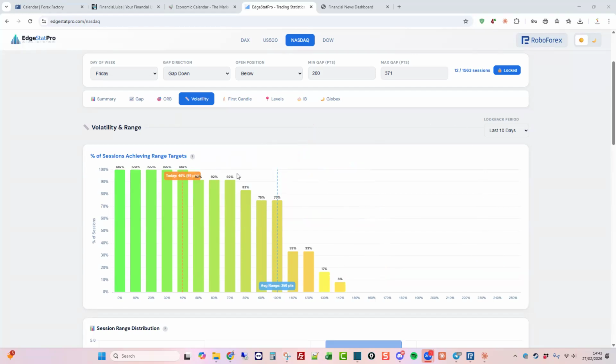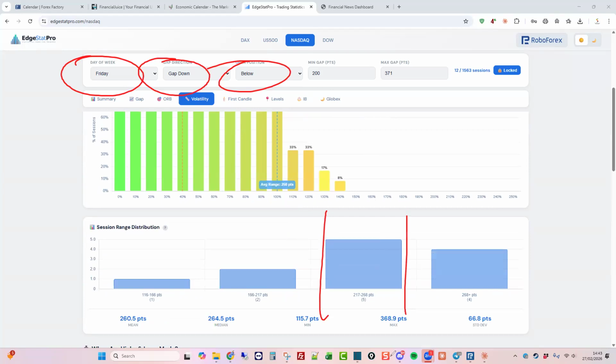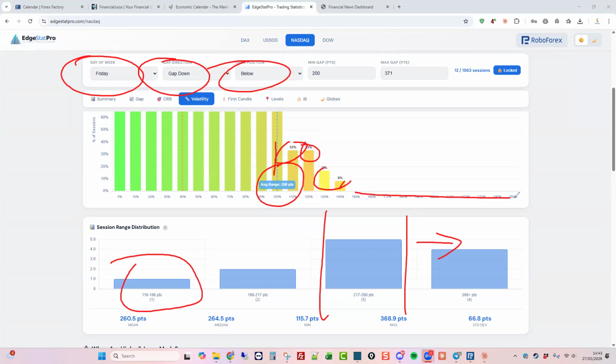Again, ADR, it's average session range rather than average daily range. And this is your session range distribution. The vast majority of the time on these days, we tend to do that type of session range, 217 to 268, 250. We very rarely do tiny little ranges. So it tells us that the market is going to continue to move today. But we very rarely ever go above there. And then you drop off to nothing.